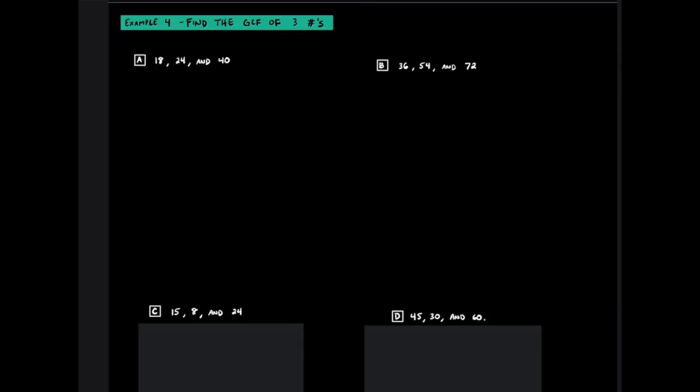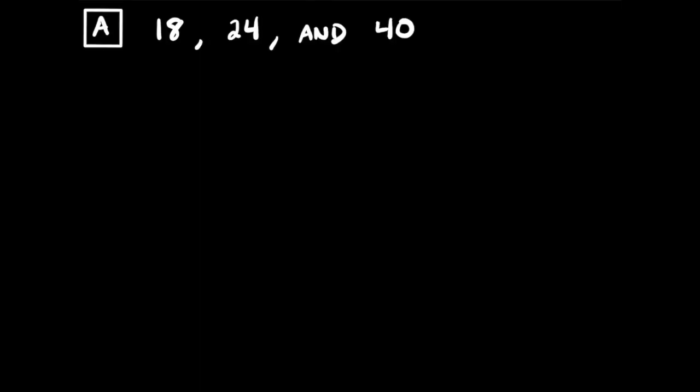Earlier, I mentioned that you can find the GCF of two or more numbers. In example 4, I'm going to show you how to find the GCF of three numbers. In this first example, we have the numbers 18, 24, and 40. First, I wouldn't use the listing method because there's a lot of factors to write for more numbers here. While writing prime factorizations is a little bit faster, it still takes quite a bit of time here. When we have three or more numbers, I do suggest using the ladder method here.